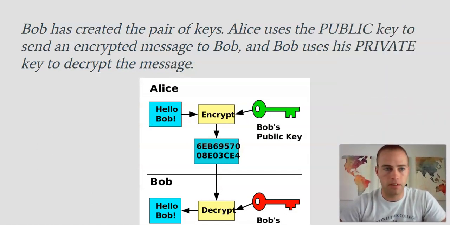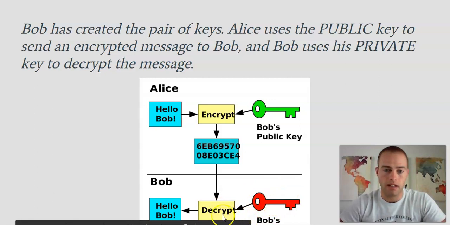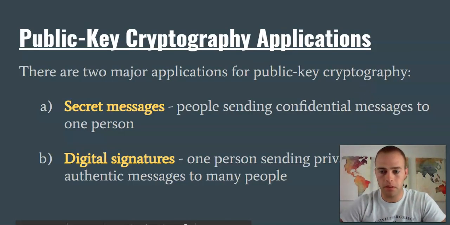So, for example, Bob has created a pair of keys. Here's how a public key cryptography system would work. Alice uses the public key, because that's the only one she has access to, to send an encrypted message to Bob. So her message is, "Hello, Bob." But what Bob sees is this big mess of things. That message gets to Bob. In order to decrypt it, Bob uses his private key, and he decrypts the message to say, "Hello, Bob." That's basically what we're doing in public key cryptography.